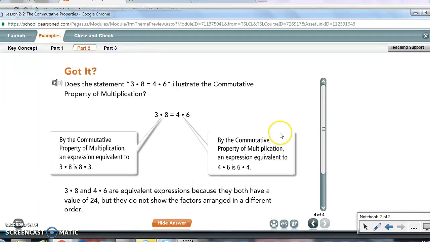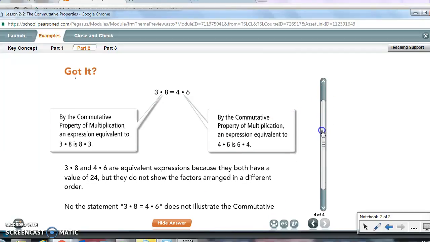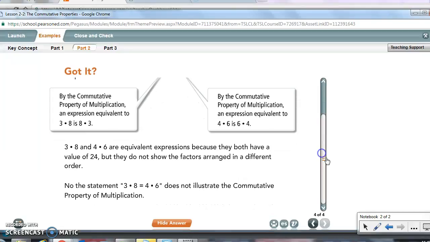The answer should be 3 times 8 and 4 times 6 are equivalent because they both have a value of 24, but they show different factors. So no, they do not show the commutative property. They have to be the same numbers. Okay, let's go on to part 3.